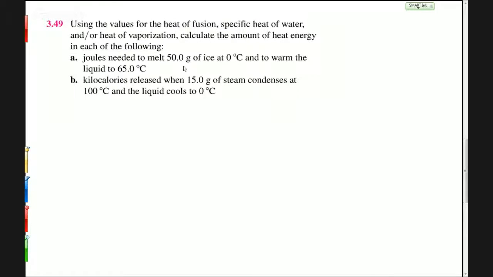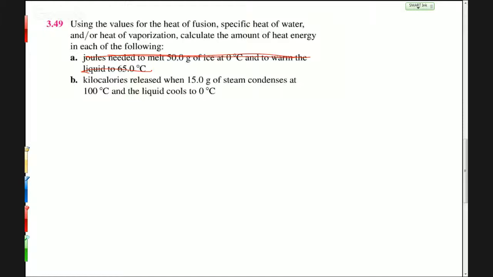All right. I'll look up these values for you, or I'll give them to you. But I want you to calculate the amount of heat energy in the following, and we're just going to do B. So skip A for now. You can do that one as part of your homework. But let's just look at B. The kilocalories released when 15 grams of steam condenses at 100 degrees, and then the liquid cools to 0.